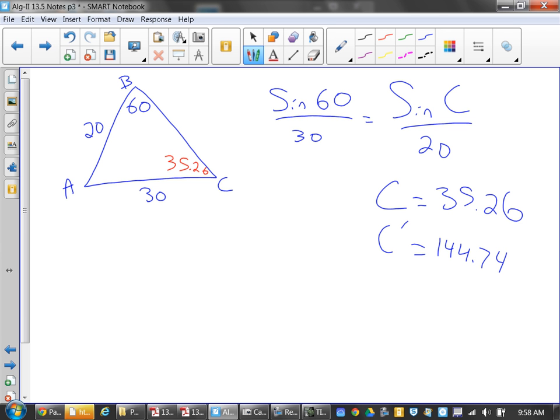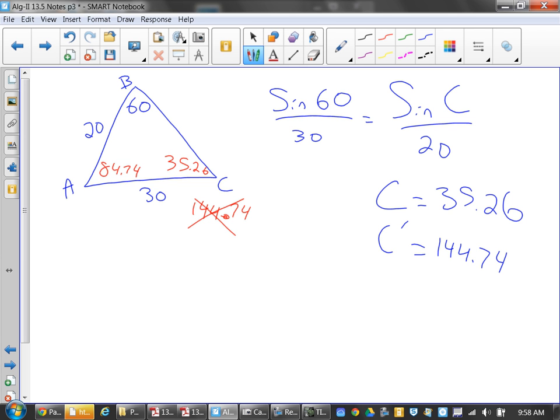Negative. No. Sorry, I did it backwards. 84.74. If I do that again with the 144.74, it doesn't work, does it? Because isn't 144.74 plus 60 bigger than 180? Yeah. So will I have 2 triangles in this case?